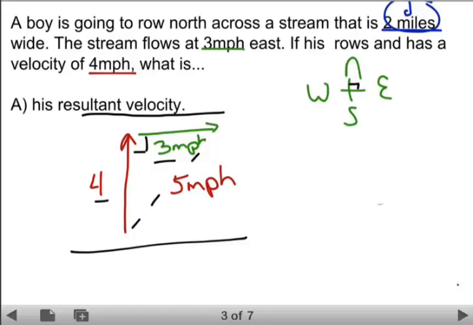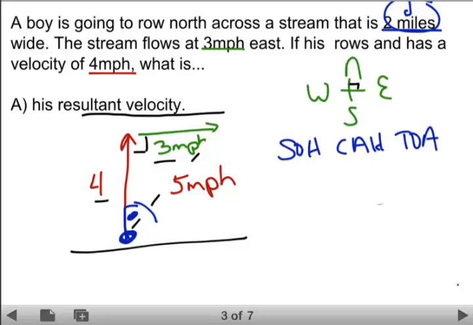In order to figure out the direction, we need to consider the angle he's traveling at. You always start at the start point. So he started going north, and he got pushed east, so we're looking for this angle in here. I recommend you always use what they gave you when using SOHCAHTOA, in case you made a mistake in calculation.